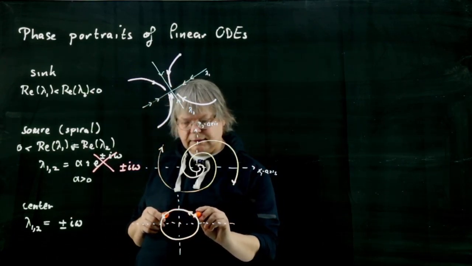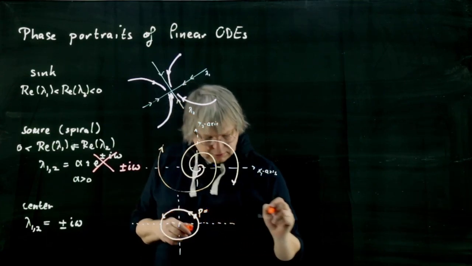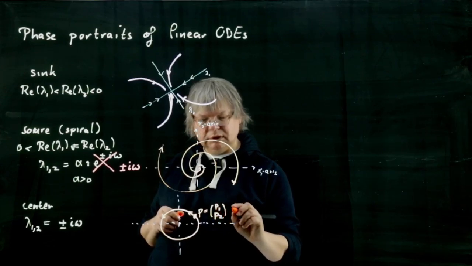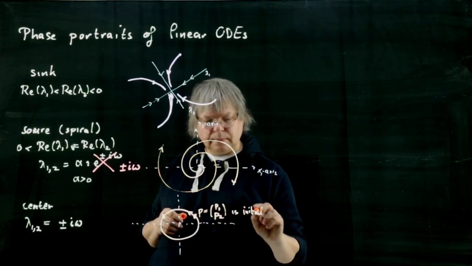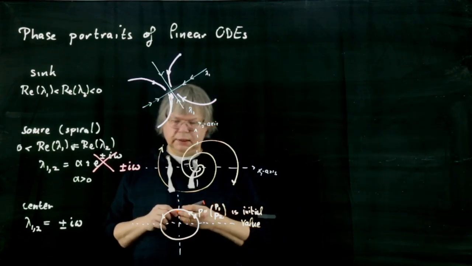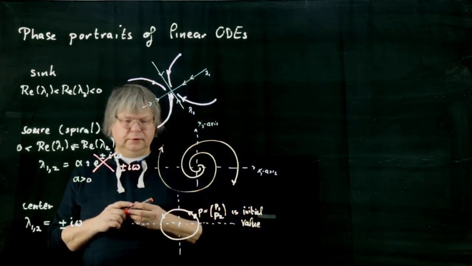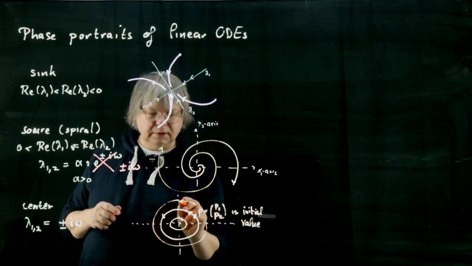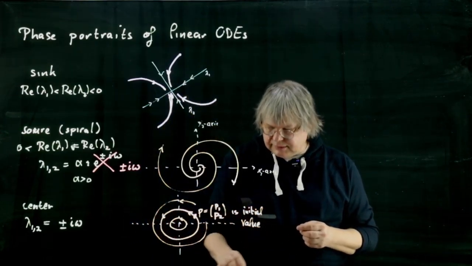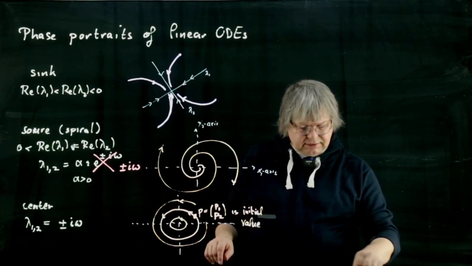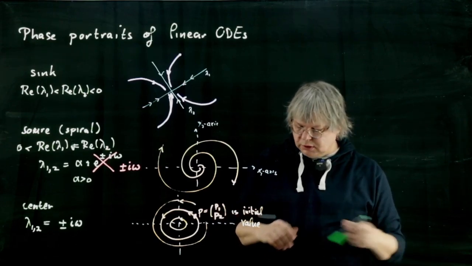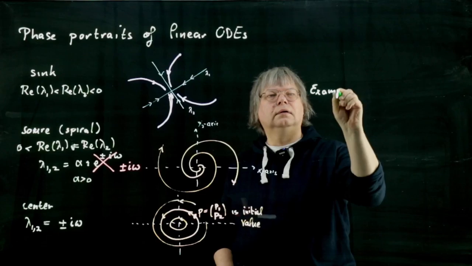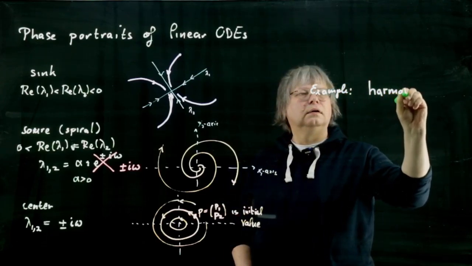And if we also say that is the initial point, let's say that is P1, P2 is the initial value. Then we can actually solve what this curve is. It's going to be an ellipse, and the origin is actually surrounded by all these periodic solutions, all of them ellipses. This is the fourth phase portrait, and there is a very standard example where this particular center occurs, namely the harmonic oscillator. So, example, which is called the harmonic oscillator.